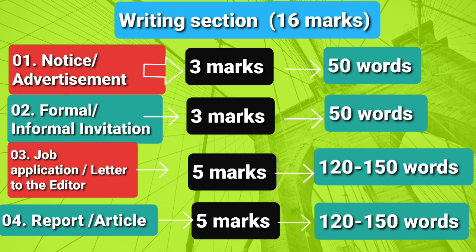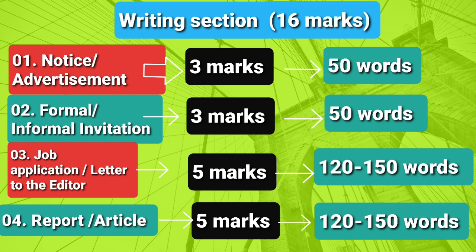Moving on to the next question, that is the third question from the writing section, that will be a letter. So the letter type includes either an application for a job or a letter to the editor. It means out of these 2, either a job application or a letter to the editor. Out of these 2 you need to attempt 1, and this will be of 5 marks, and that has to be answered in approximately 120 to 150 words. Talking about those 5 marks, it has got the division of 1 mark for format, 2 marks for content, and 2 marks for expression.